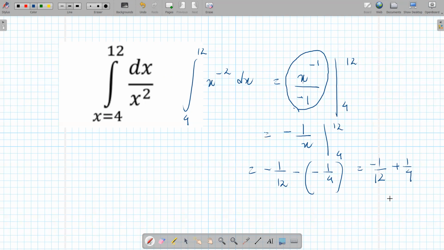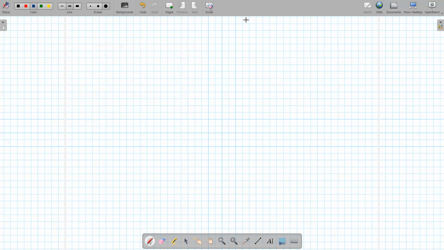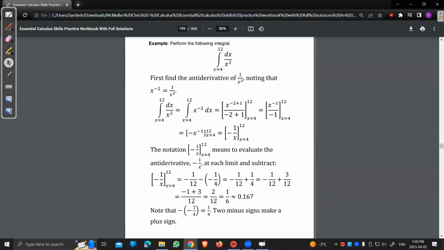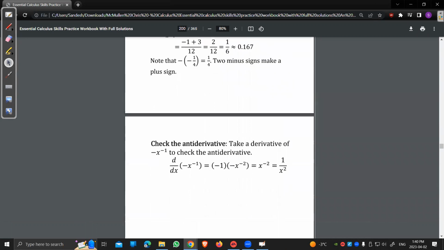Now see, we're back to grade 5. How do you add these fractions? You find the common denominator, which is 12, so multiply this by 3, -1 plus 3 over 12, 2 over 12, the answer is 1 over 6. And that's the area underneath the curve for this function from 4 to 12. Make sense? And that's what they got as well.